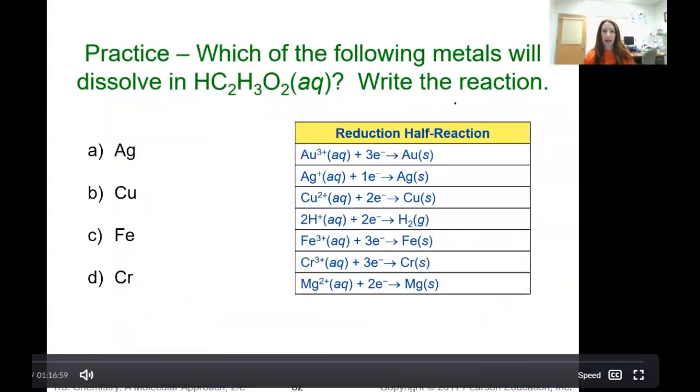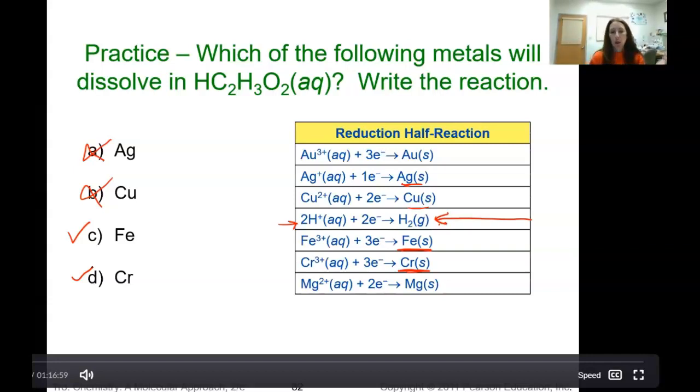All right, so now knowing that, which of the following metals will dissolve in acetic acid? And if they dissolve, what would the reaction look like? When we do this, here's that hydrogen electrode. Anything below this will dissolve. Silver's above, so it's not going to dissolve. Copper's above, it's not going to dissolve. Iron, yes, it will dissolve. Chromium, there it is, yes, it will dissolve.